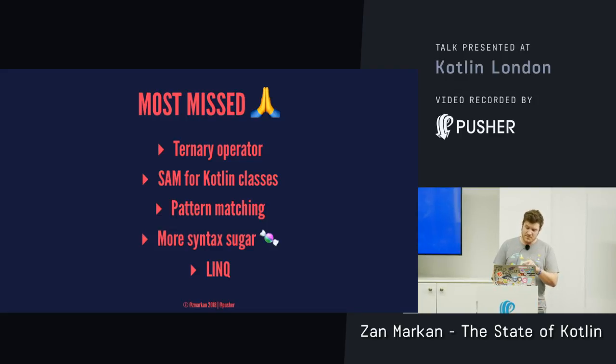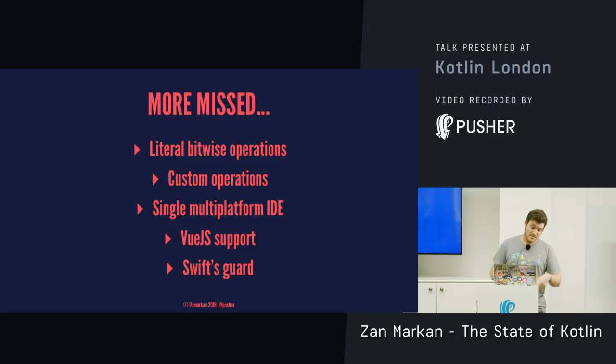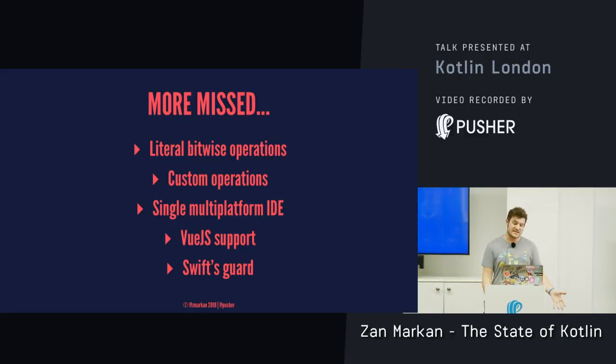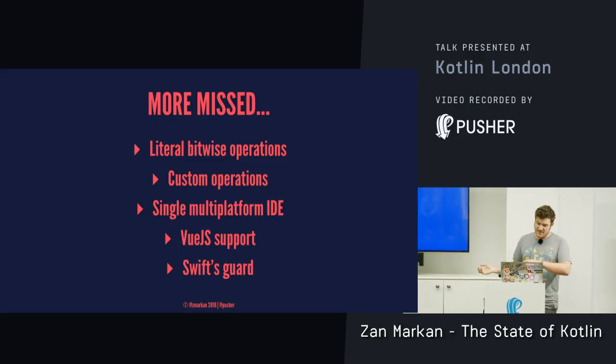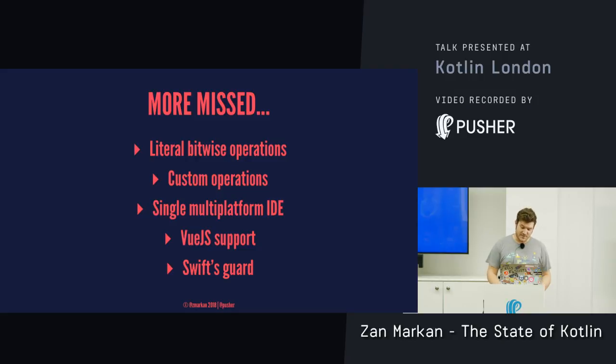It's interesting because a lot of people who filled in the JetBrains survey called Kotlin Future Features, they asked for collection literals, and they weren't that often mentioned in my survey. So yeah, more things that are missed. So custom operations, support for Vue, a single multi-platform IDE. I think IntelliJ does it up to an extent. And there's also Swift's guard statement. So like all the iOS transplants would be missing the guard statements from Swift.